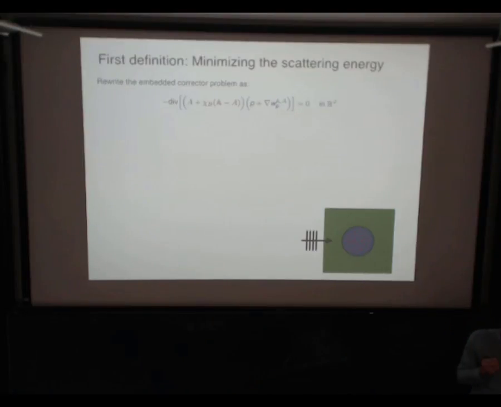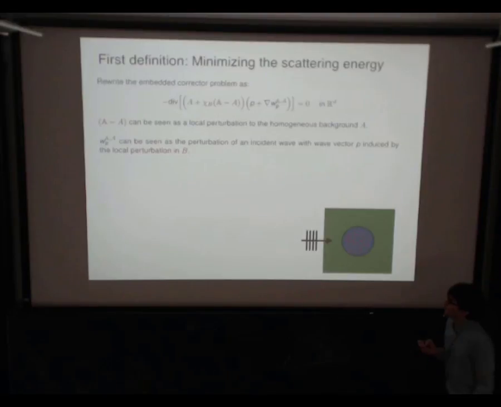So let's now try to give a first definition for a potential candidate A for the background material. Rewrite the corrector problem as A plus, on the ball, the perturbation of A minus A. So this can be seen as a local perturbation of the homogeneous background material A.